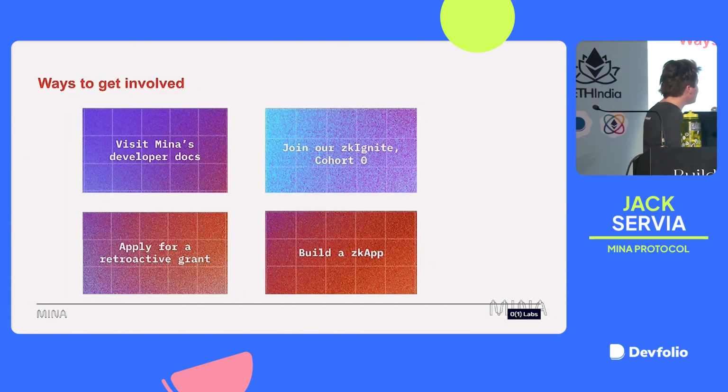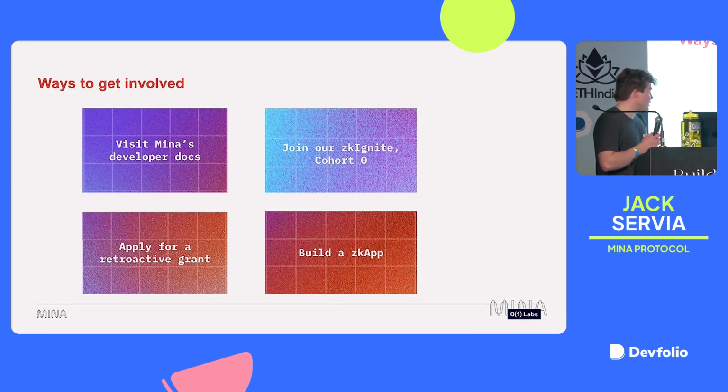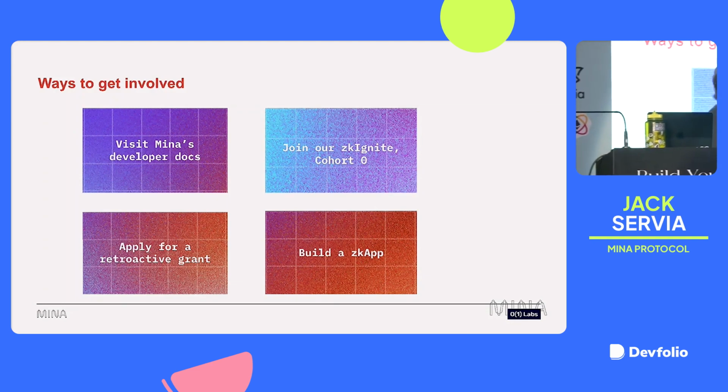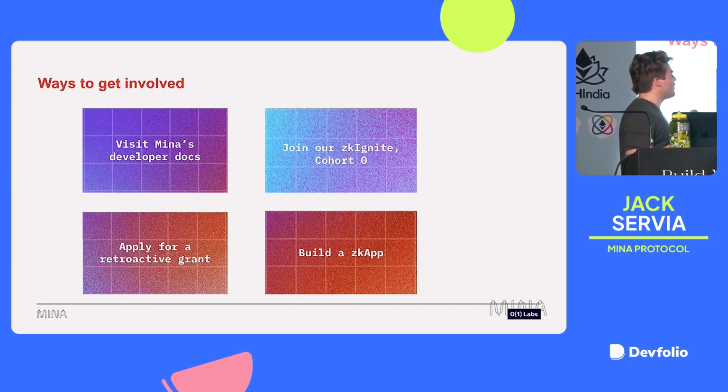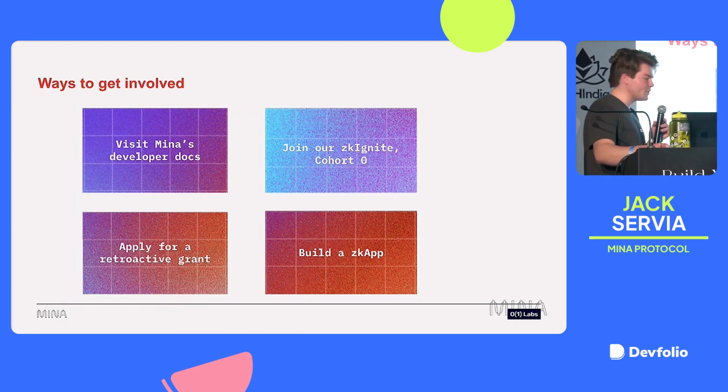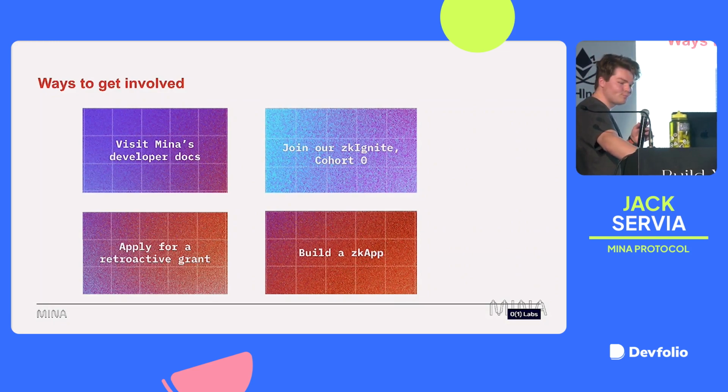How else can you get involved? So you can visit our docs. That's probably the easiest way to get started. You can also apply for retroactive grants. We have a retroactive grant program. We have also zkIgnite. I think we'll have more details at the desk. And then finally, you can also build a zk app, which is a good thing to do because zkApps are all eligible for the prizes here at ETH India.